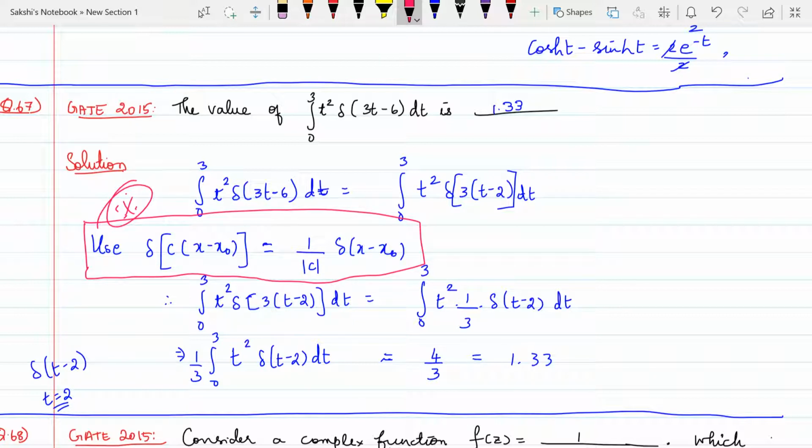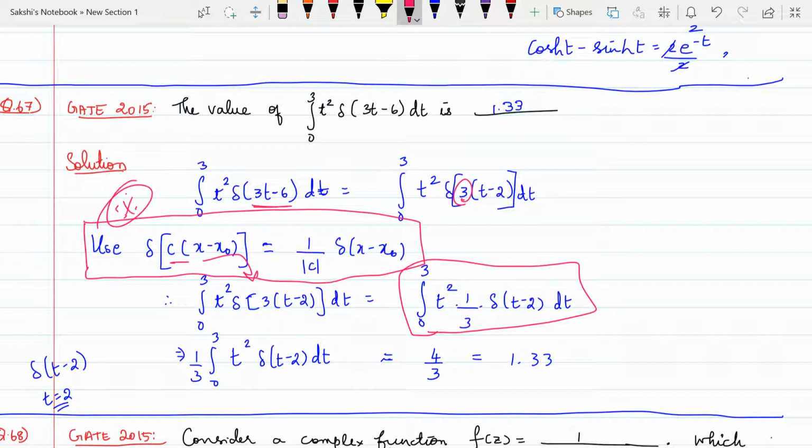This is an important property, and the steps that I'm going to tell will also be important. So now the integral from 0 to 3 of t square delta of 3t minus 6 dt is my question. Now I can take 3 as a common factor, and this 3 acts as a constant c. So now I'm going to use this particular property. The property says that I have to take the c and put it in the denominator. I have done that.